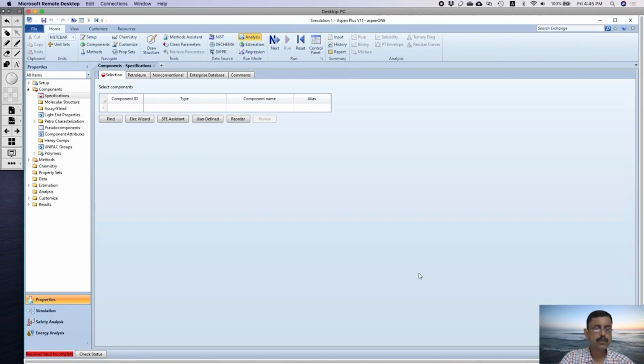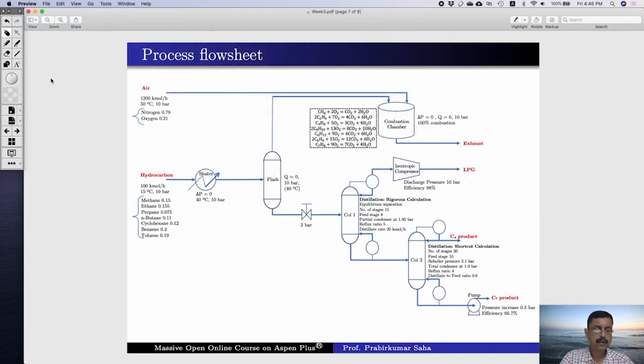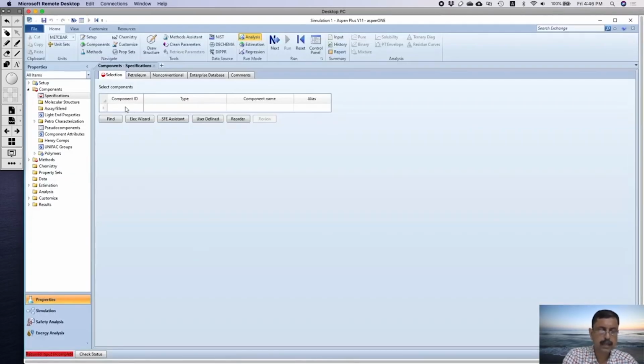First we have to add in the components. What are the components do we have? Let us see. So we have these components: methane, ethane, propane, N-butane, cyclohexane, benzene, and toluene. So we have to add in these components one by one. Let us write methane.